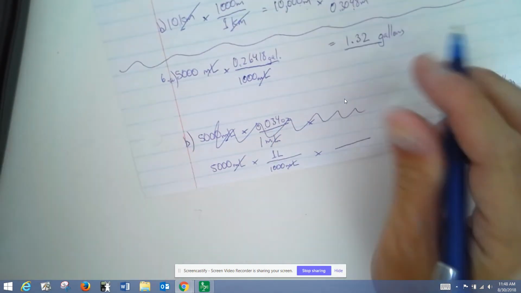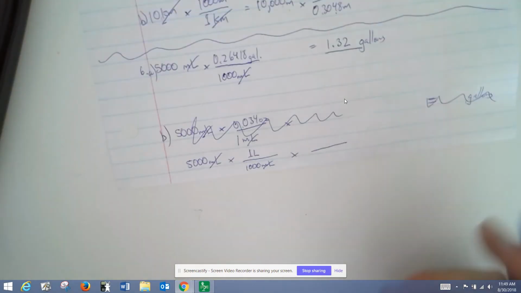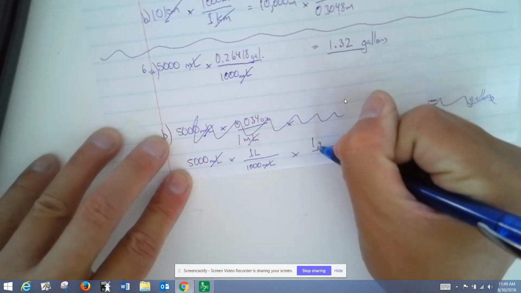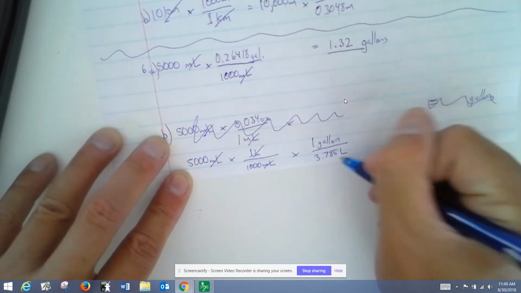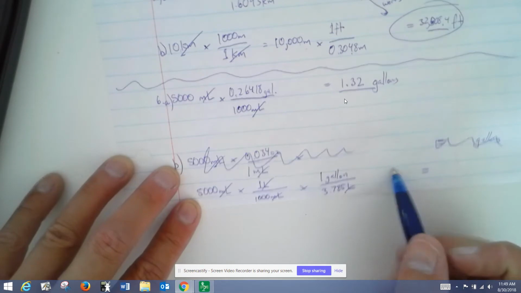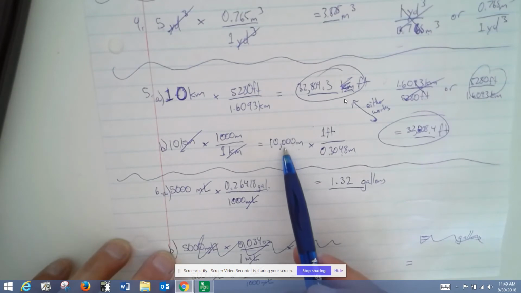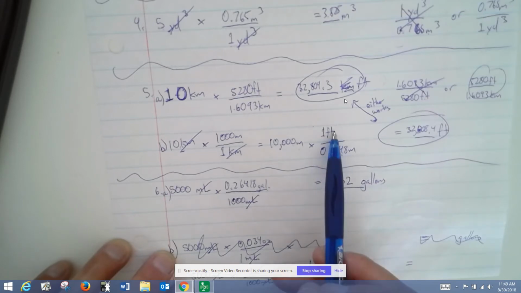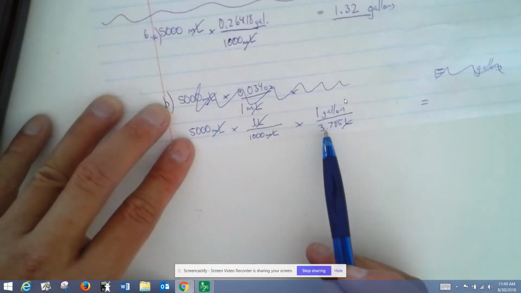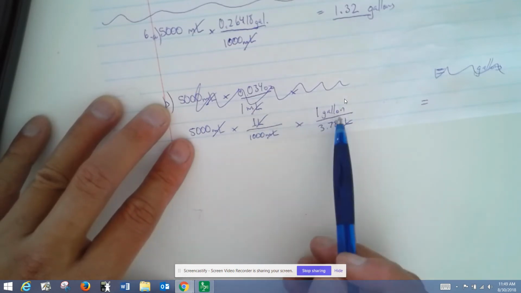So I know that from here, it says that for every 1 gallon, there's 3.785 liters. So for every 1 gallon, there's 3.785 liters. The liters will cancel out. So instead of doing it like I did before in the previous problem, where I took 2 steps, I converted 10 kilometers to meters, then I multiplied it from meters to feet. I did it all in one shot. I didn't say that 5,000 times 1 divided by 1,000 is equal to a number, and then take that number and convert it. I did everything in one step, okay?